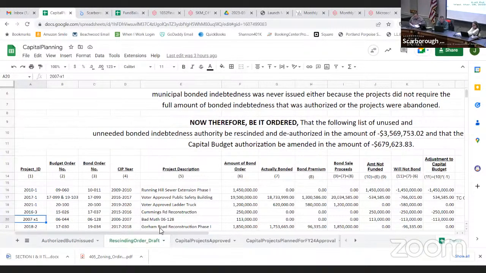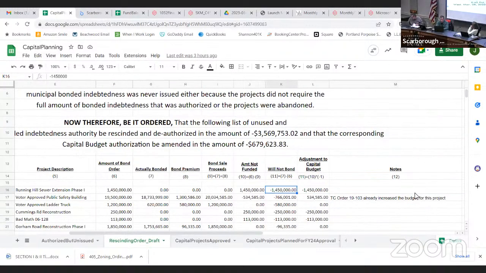This is a little different than what we've looked at in the past, in that I actually call out where the budget authority came from, where the bonding authority came from, and then try to tie together how much has actually been funded from that original authority. And off to the right, the "will not bond" column is what we would be rescinding. So we're saying we no longer need that authorization to issue those bonds.